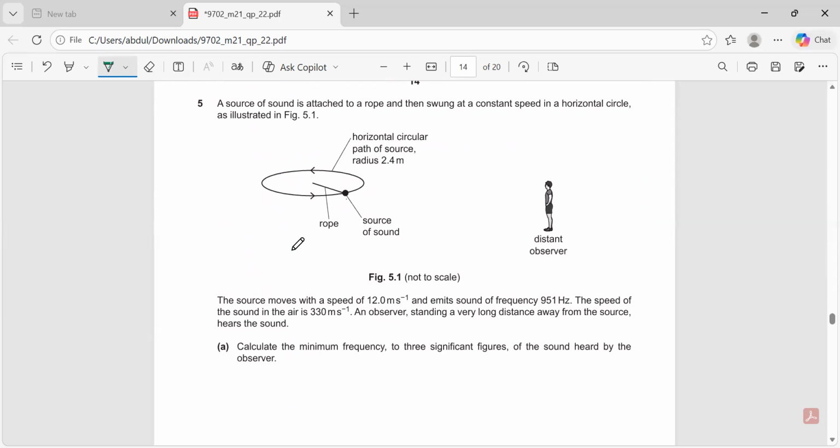So two questions from sound. The radius of this circle is given as 2.4 centimeters. It is going anti-clockwise. The source moves with the speed of this. So speed of the source means Vs, that is given. Then my dear friends, a sound of frequency, this frequency is also given. Then the speed of the sound in the air is 330 meters per second.